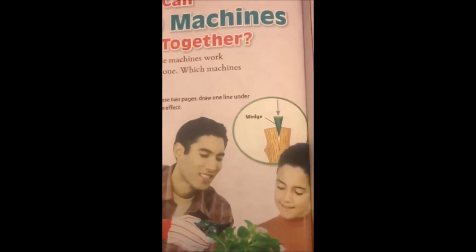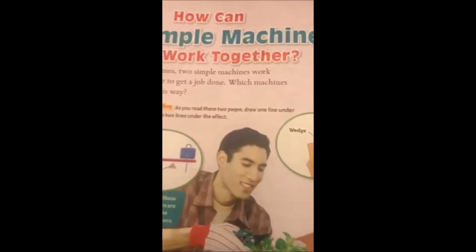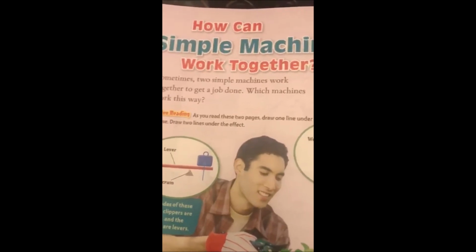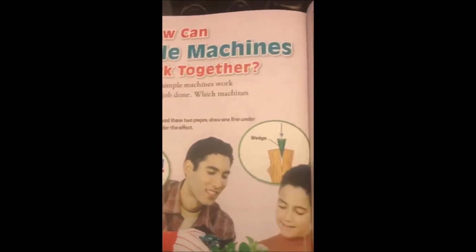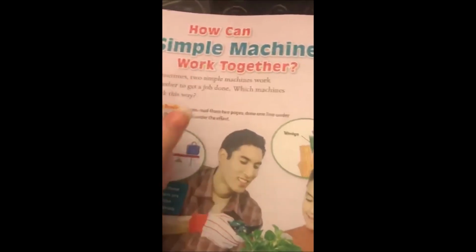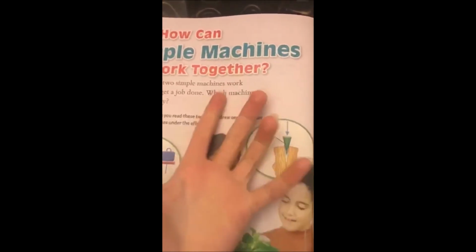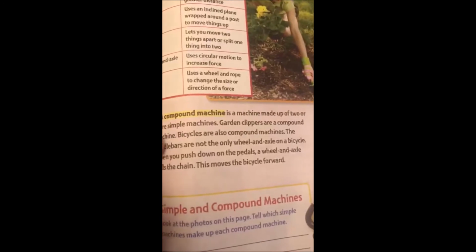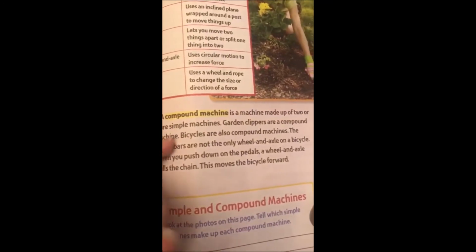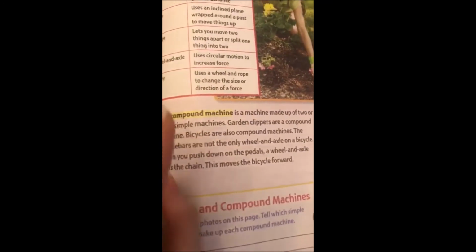So here we're just discussing some simple machines. How can simple machines work together? Actually, joining simple machines together is going to give us compound machines. A compound machine is a machine made up of two or more simple machines. So this is what you should know.